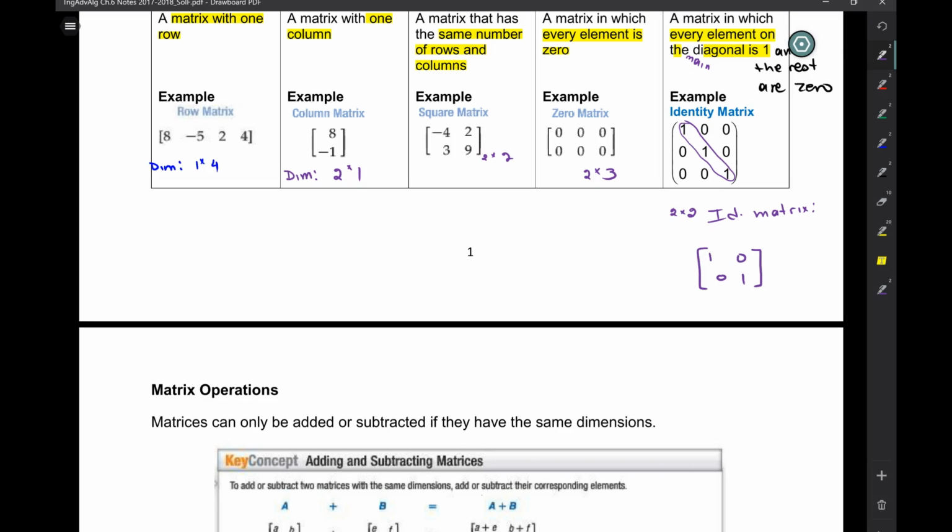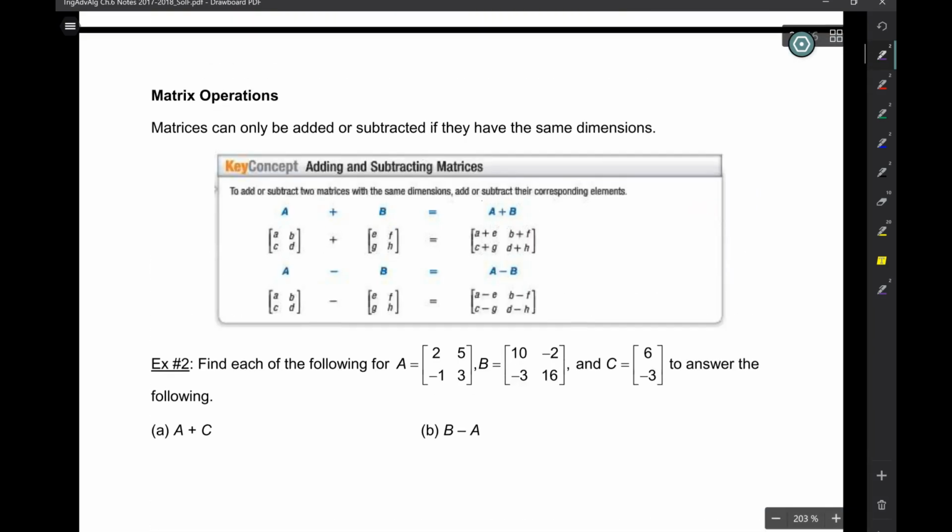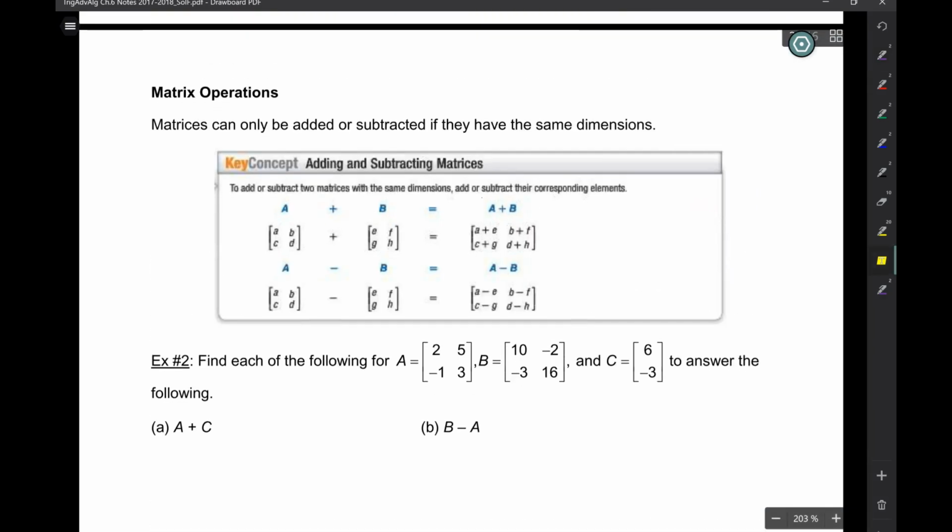Let's talk about matrix operations. We're first just going to talk about adding and subtracting matrices. Matrices can be added and subtracted if they have the same dimensions. This is super important. In order to add and subtract matrices, it has to be a 2 by 2 and a 2 by 2, a 3 by 4 and a 3 by 4. There is no other way to do it.